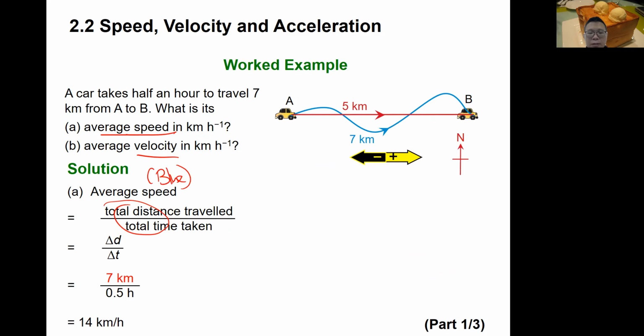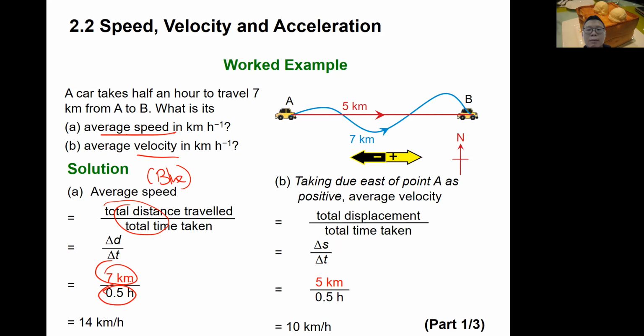The blue path is 7 kilometers. Total time traveled by this particular guy is half an hour. It's actually going quite slow. So the average speed will be 14 kilometers per hour.